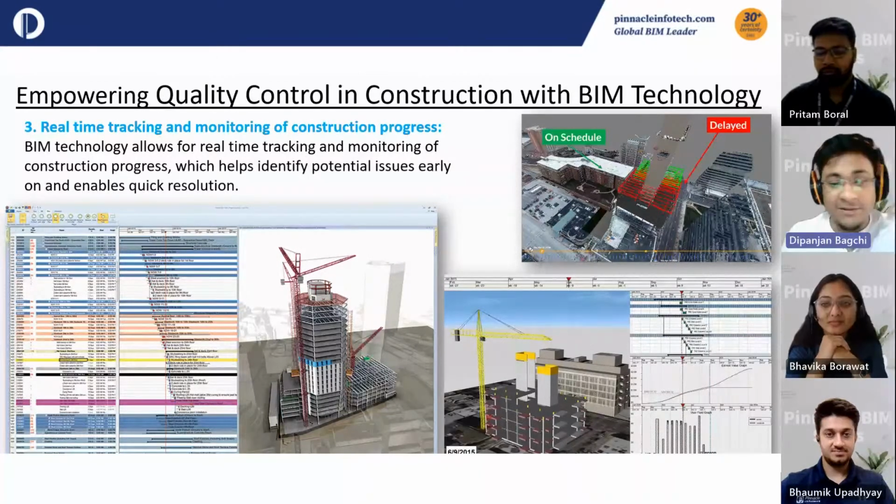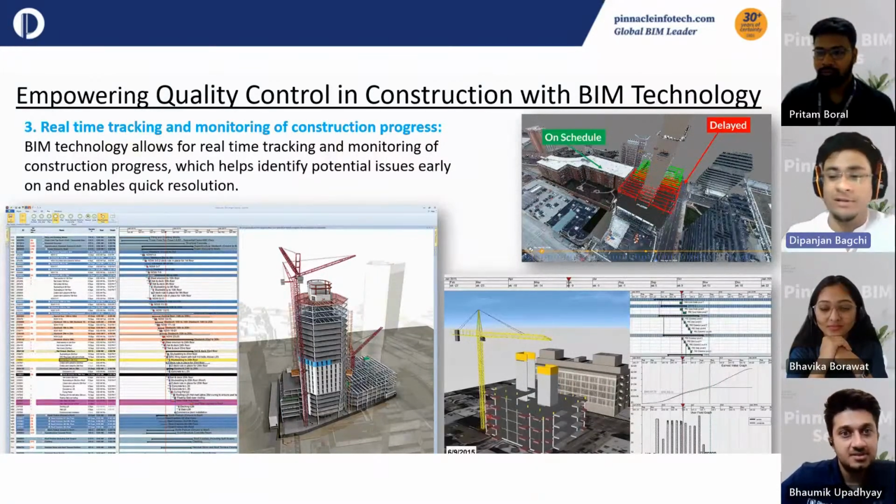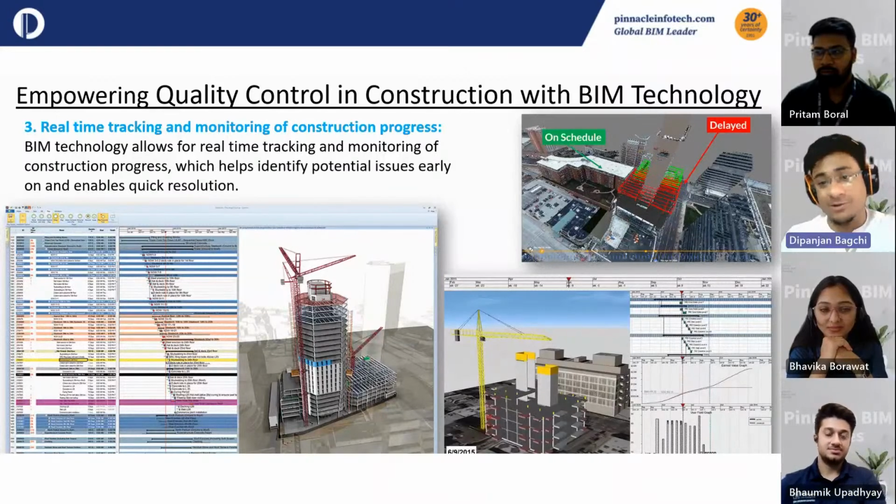In the slides you can clearly see at the top, we can properly have a schedule that we are providing our client, showing which is running on schedule and which is making a delay, because there will be some issues with the designs also.